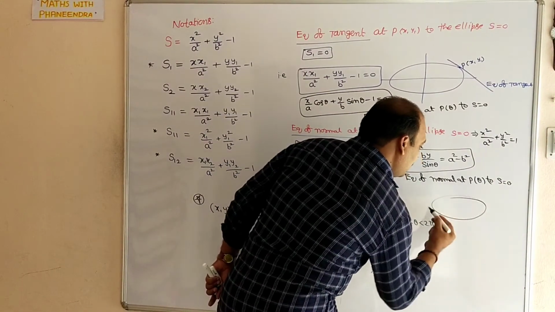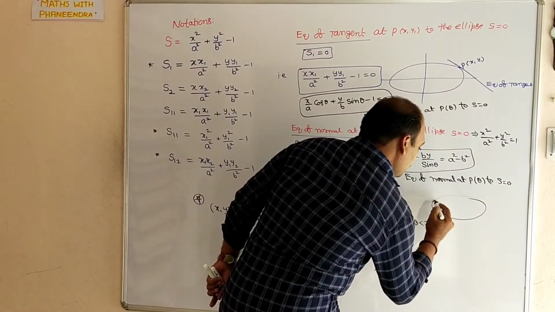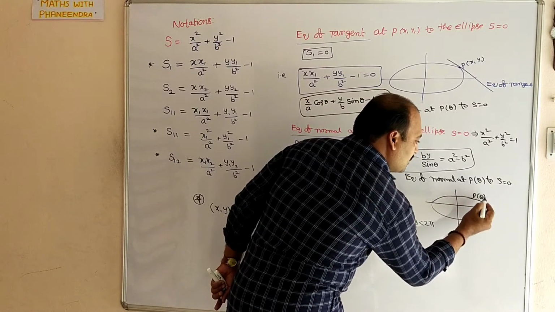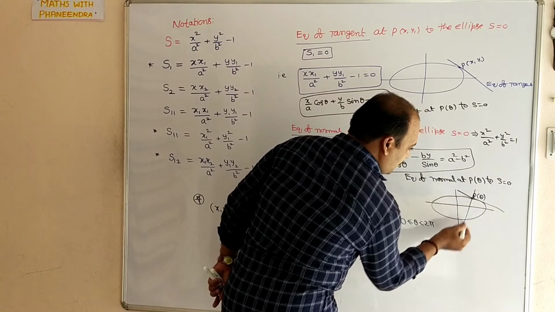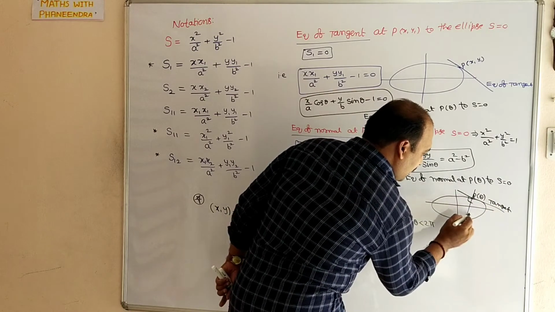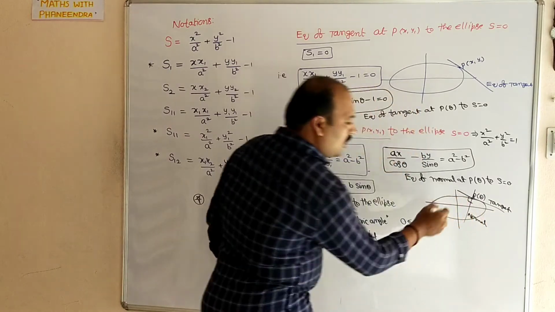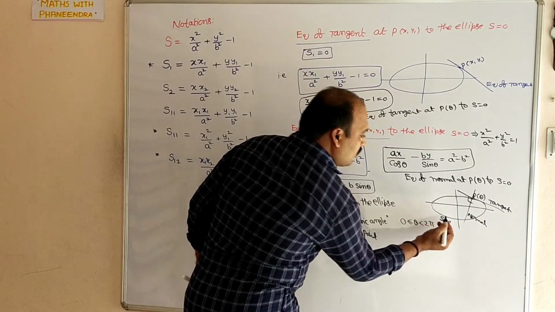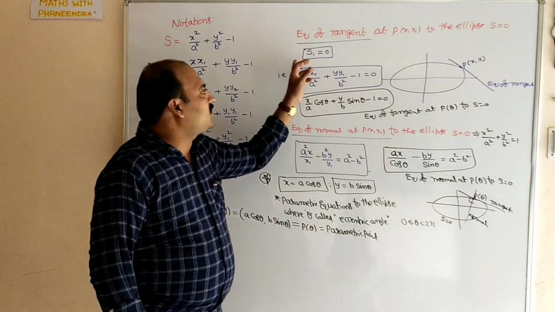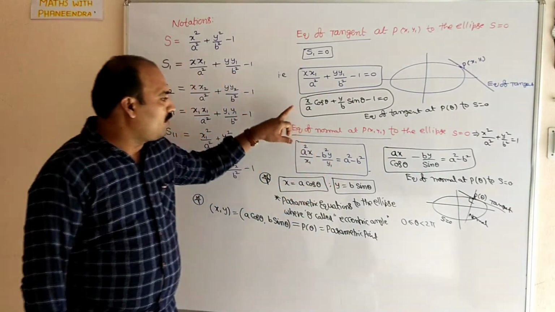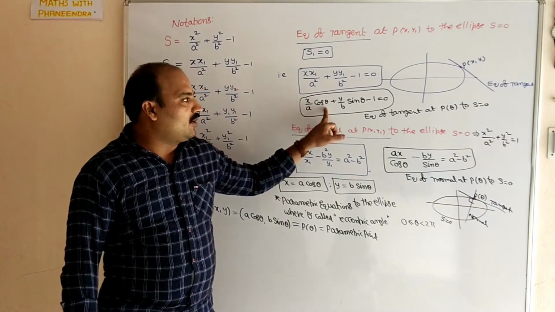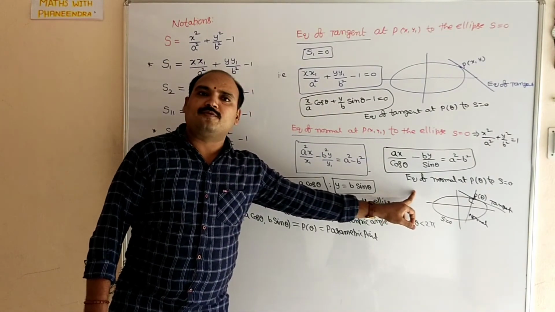I already said that. This is the ellipse figure. Some point here I am taking as p of theta. This is the tangent equation. This is the normal equation, to the ellipse S equal to 0. This is the equation of tangent at p of x1 y1, equation of normal at p of x1 y1, equation of tangent at p of theta, equation of normal at p of theta.